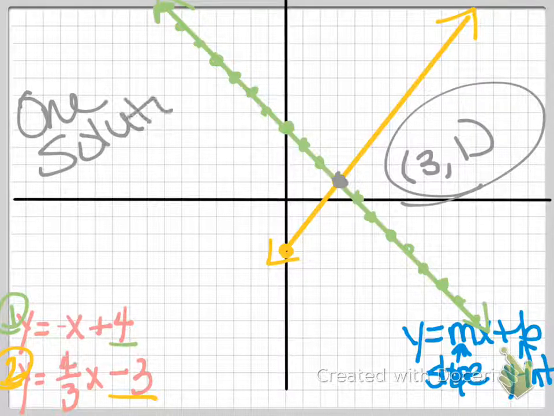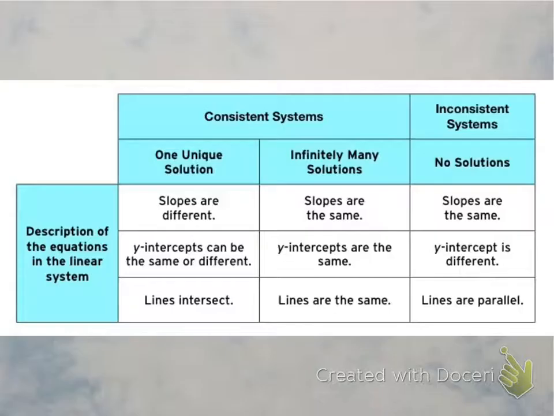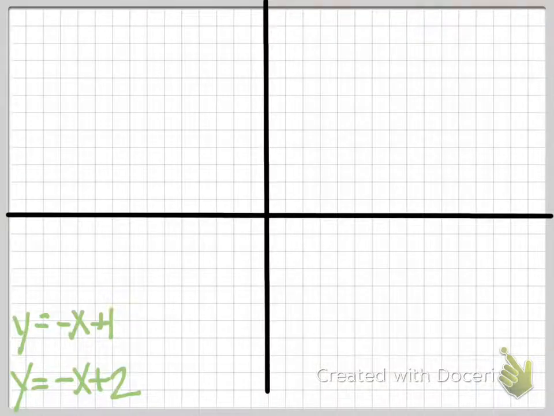Now, we have several types to talk about here. This particular one is a one solution system. But if you look at this chart, a one solution system, the slopes are different, the y-intercepts can be different or the same, and the lines intersect. That's important to remember. Now, we have some other systems that one will be infinitely many solutions and one will be no solutions. So let's look at those.